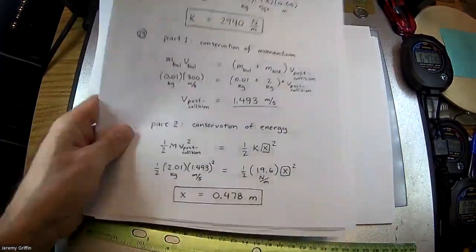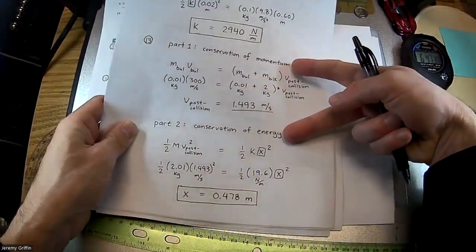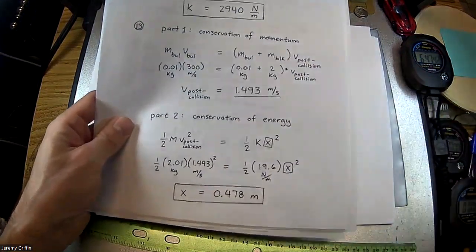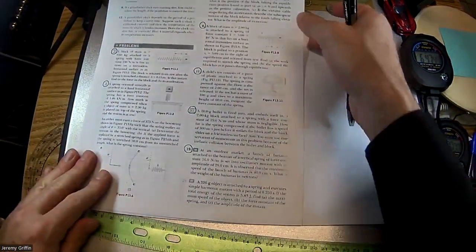All right, so I see the solutions right here. Part 1, part 2. Conservation of momentum for the collision. Conservation of energy for squashing the spring. Boom, just like that. That's it. And see if you can solve it from scratch.